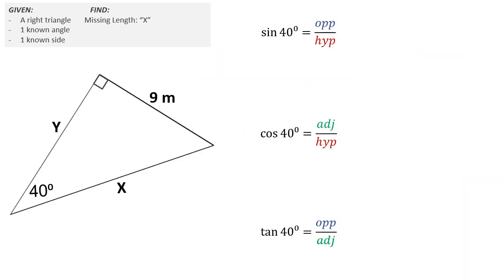All right, guys, here's another example here. As always, there are my SOHCAHTOA ratios all set up there. They only gave us one known angle at 40 and one known side at 9, and they are asking us to find x. All right, not a problem.